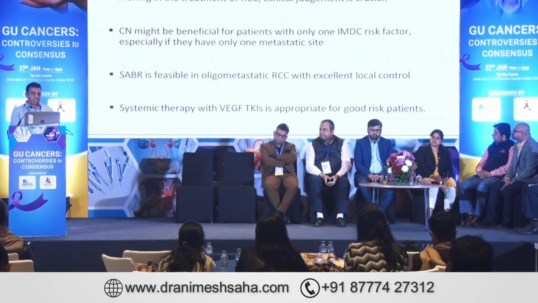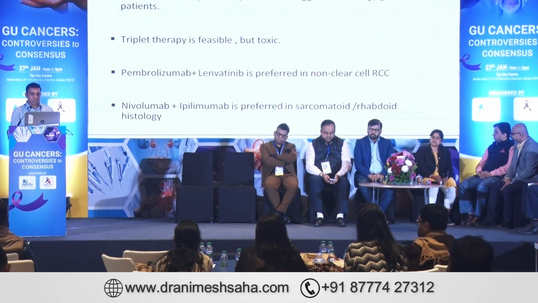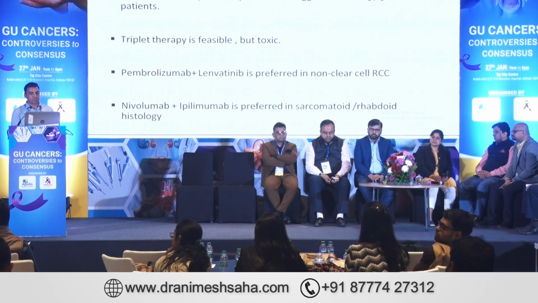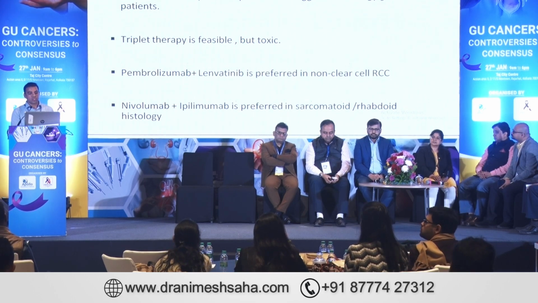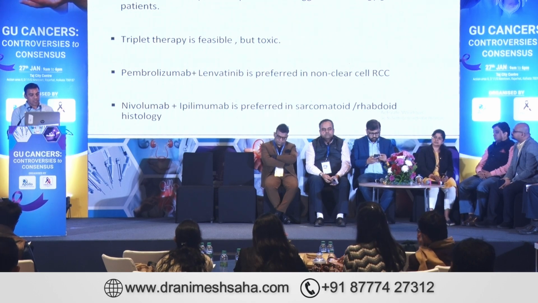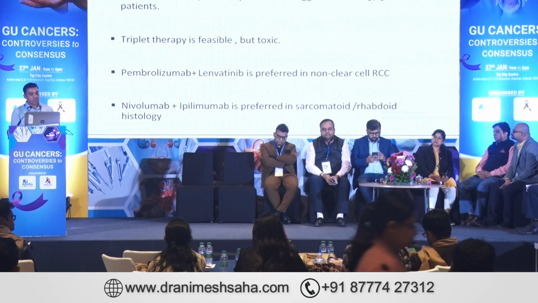Systemic therapy with VEGF TKIs is appropriate for good risk patients. Systemic therapy with doublet IO TKI combinations are appropriate for intermediate poor risk patients and aggressive biology good risk patient. Triplet therapy is feasible but toxic. Pembrolizumab plus lenvatinib is preferred in non-clear cell RCC. Nivolumab plus EP is preferred in sarcomatoid and rhabdoid histology.